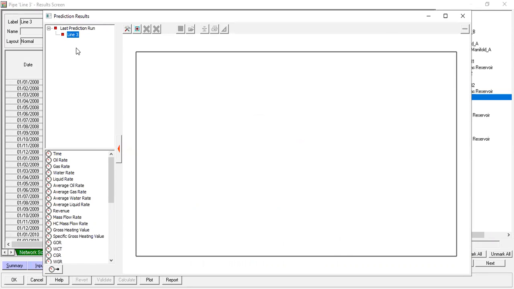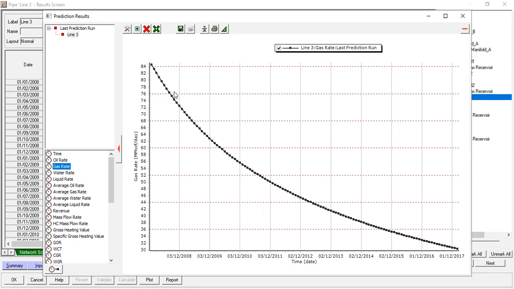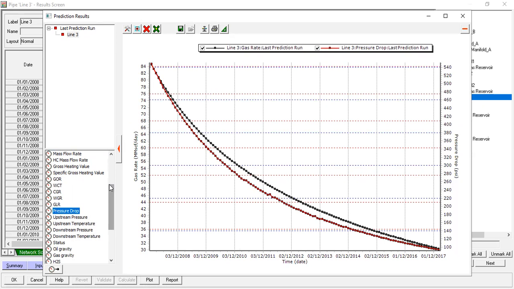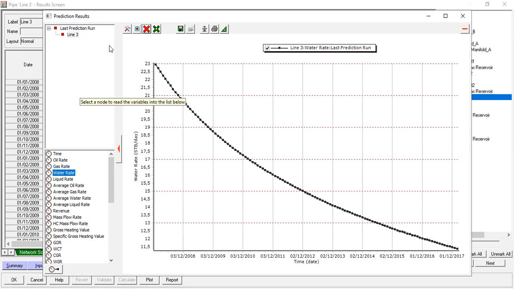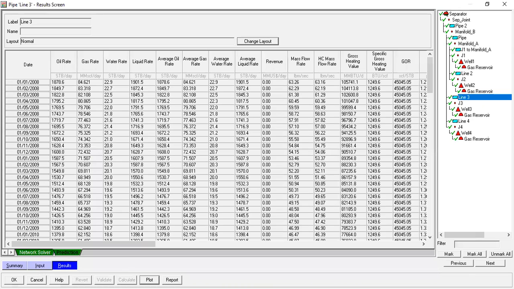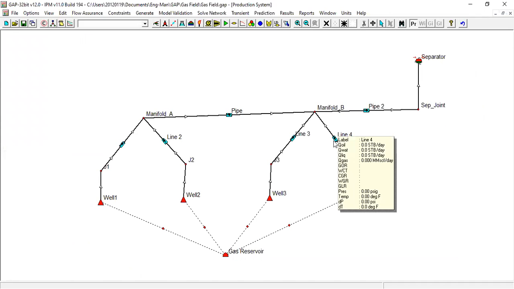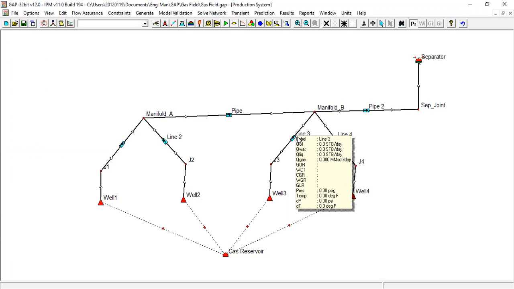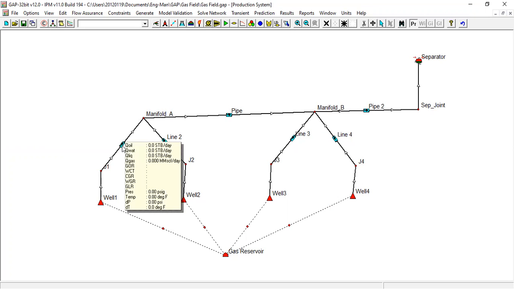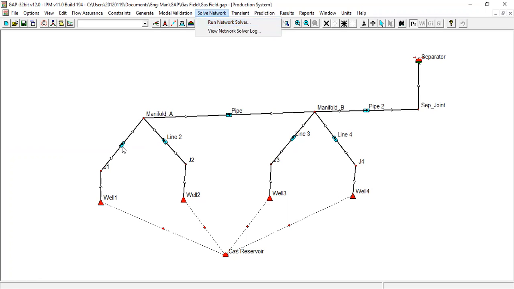And plot. By operating the GAP, we will have the flow rate and all conditions in each line, in each pipeline. So in gas rate, you can see the pressure drop. You can know the pressure drop, right? It's very important. You can know the water rate. Interesting. Click OK. Usually we will have everything written here. So if we touch this line, there should be the flow rate of oil in stock tank barrels per day, the flow rate of gas also, and others.